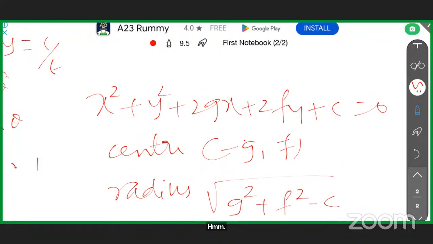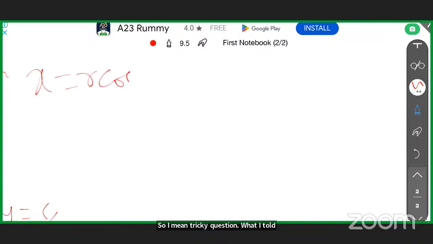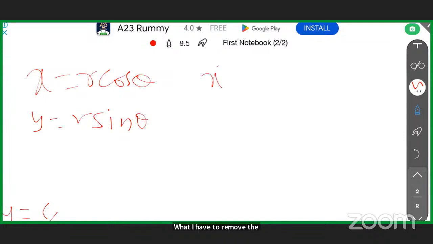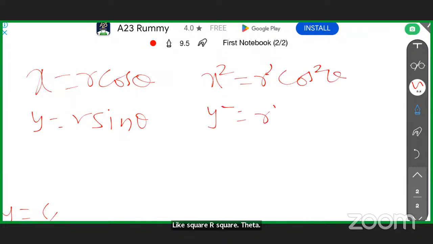So coming to parametric equation, I told x is equal to r cos theta, y is equal to r sin theta. I have to remove the theta. Only once I remove the theta will I get the equation. So I'll square on both sides. X square is r square cos square theta. Y square is equal to r square sin square theta.